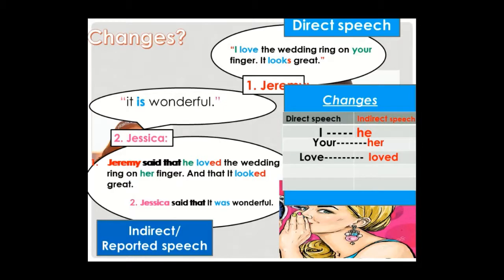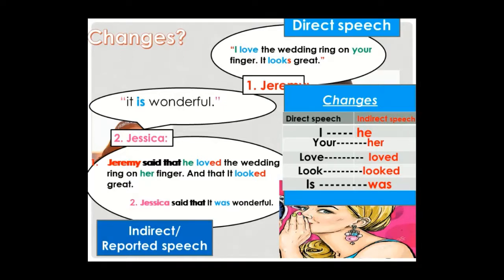The next is love. Now the question is, what is the tense of love? Yes, it's in the simple present, and in indirect speech it becomes loved, simple past. The same with look: it's in the simple present in direct speech, and in reported speech it becomes looked. The same with is; in direct speech it becomes was in indirect speech. Great. So these are the changes. Okay, nice.